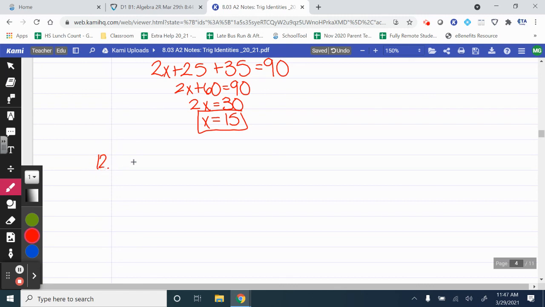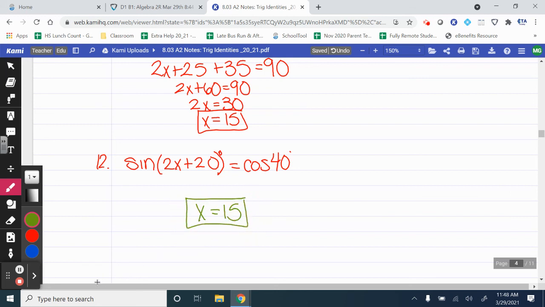Number 12, find x again. Sine of 2x plus 20 degrees equals cosine of 40 degrees. Pause your video, solve for x. So again, since sine and cosine are set equal, you should have had 2x plus 20 plus 40 equals 90. And again, your x should be 15, and I should see the work on your papers.